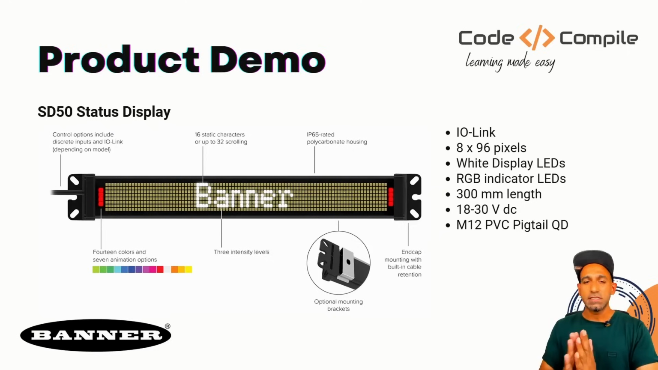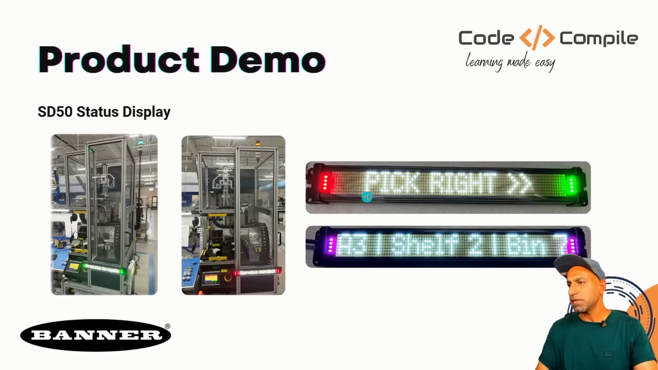Okay, and this is working on Olink for sure. 18-96 pixel. It has white display LEDs, and it's working on 18-30 voltage. And it's very easy to control that. So let's see some examples that I created, and then I will show you a live demo. So okay, some examples here. You can use it on your machine.